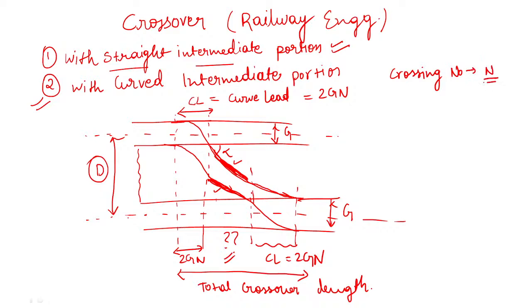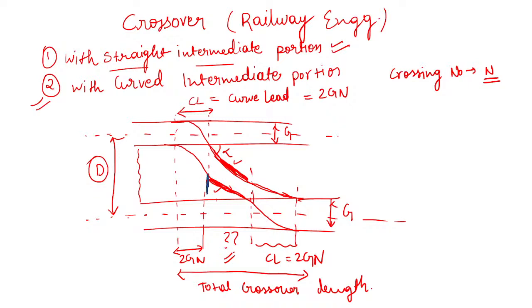The crossing number that will be given will be n. Okay, so the concept that will be followed here to derive the formula is, first let me draw one more thing.